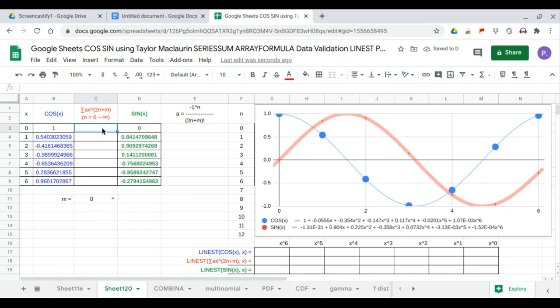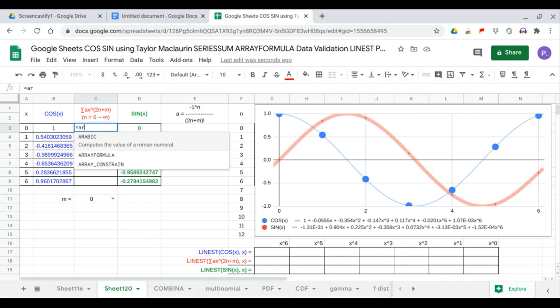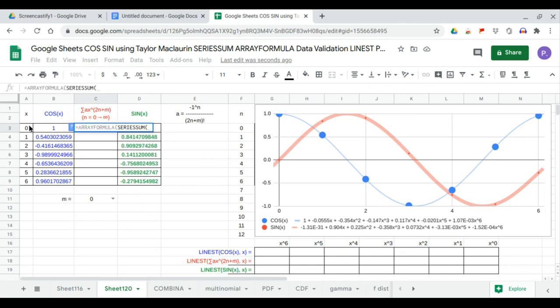And we generate the Taylor-Maclaurin series sum expansion, series sum of the x values raised to the power starting from m, which can be 0 or 1, incremented by 2. That's 2n. So 2 by 2n. So 2, 4, 6, 8. So the interval is 2. And the coefficients will be this range.